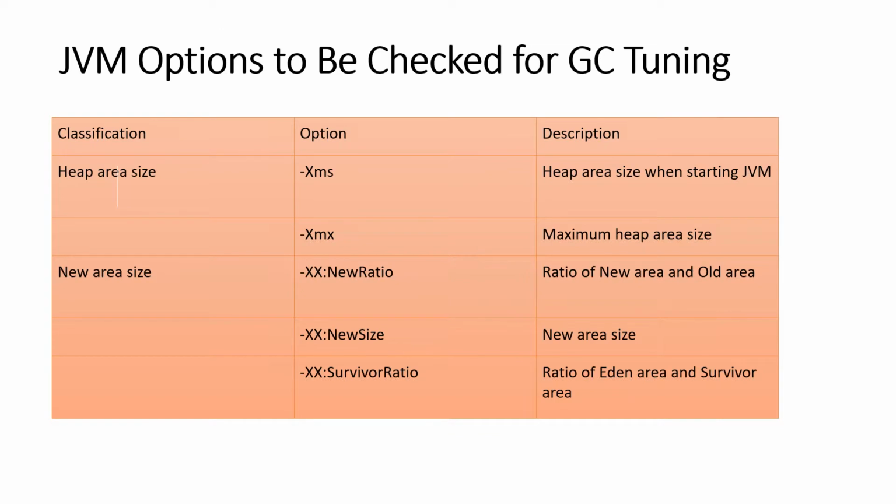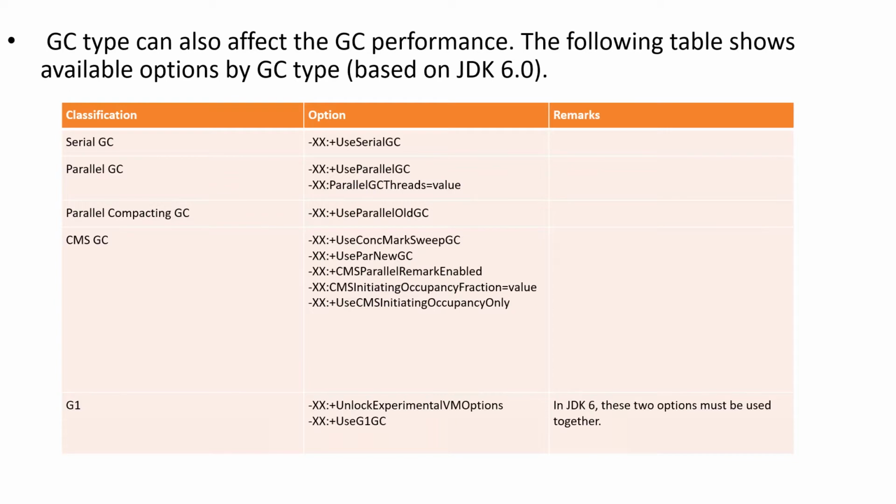Then there are some JVM options to be checked for GC tuning. These are the memory options that we already discussed in the previous class. I hope you will find time to practice these options on your JVM. Similarly, we have these options available for the GCs: to enable serial GC, parallel GC, parallel compacting GC, CMS GC, right? The same fashion. Now, this is over for the session for today. In the next session, we will discuss monitoring the GC, how the GC should be monitored, and how you read the GC log files.